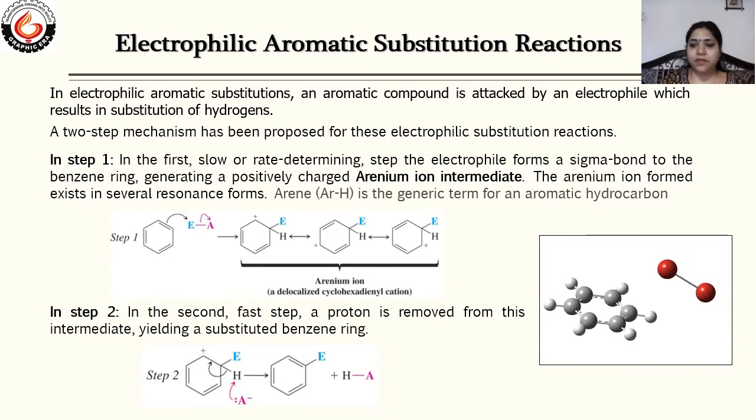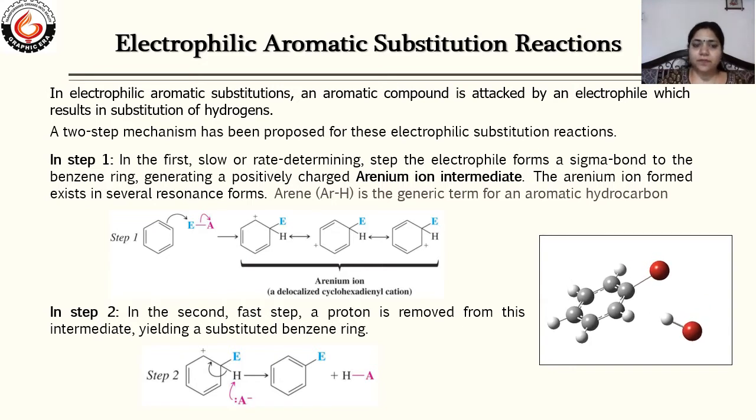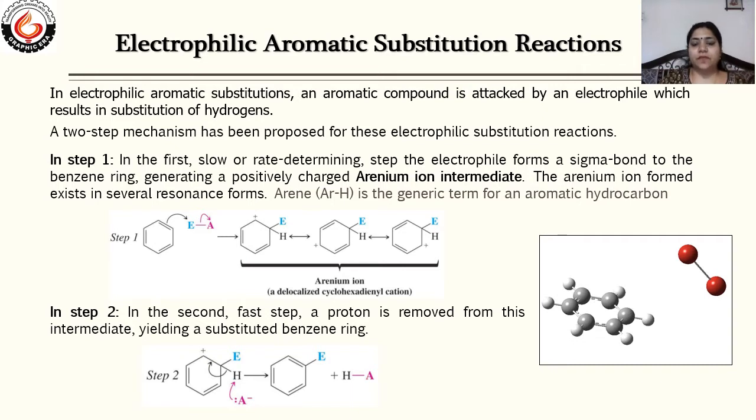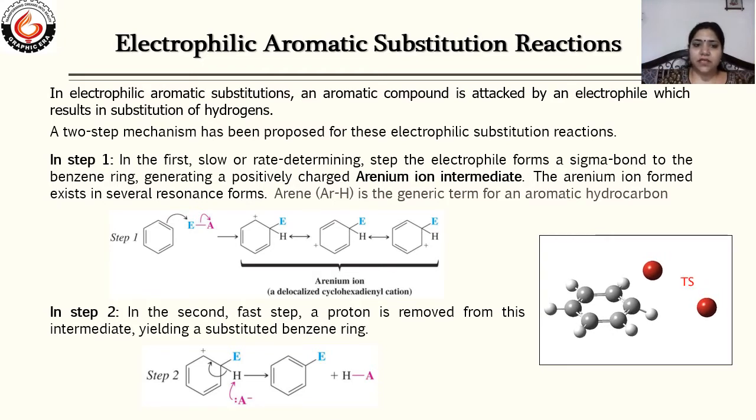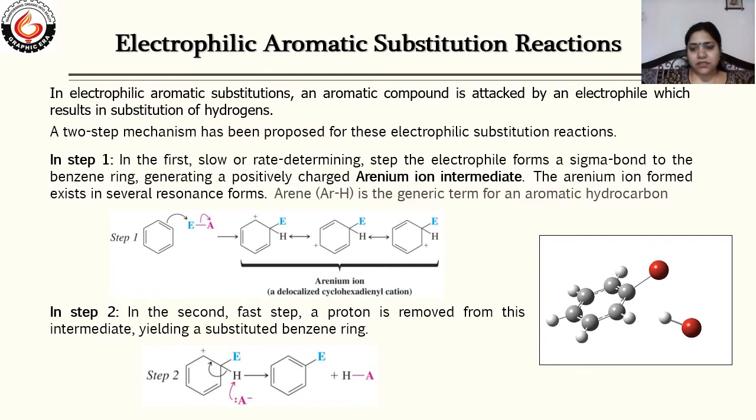Hydrogen is already present in the aromatic system. So any other group can substitute the hydrogen from the aromatic system by this type of reactions. Electrophilic aromatic substitution reaction is a two-step reaction, and the first step is slow and rate determining, where the electrophile forms a sigma bond to the benzene ring. When the electrophile forms a sigma bond with the benzene ring, it generates a positively charged arenium ion intermediate.